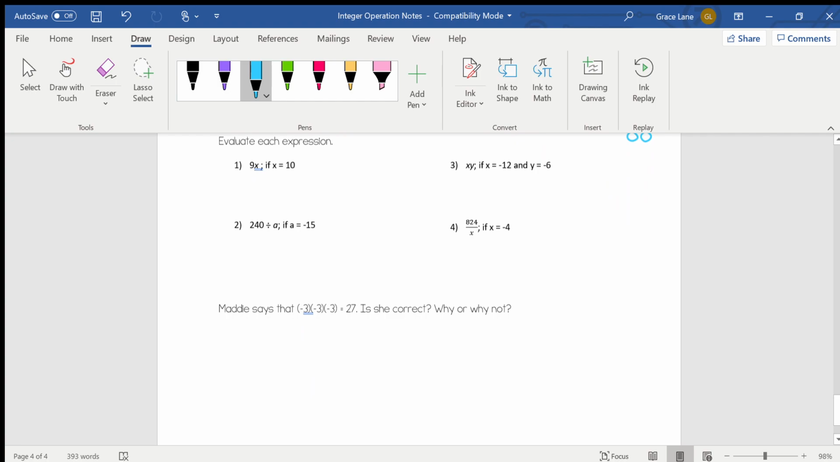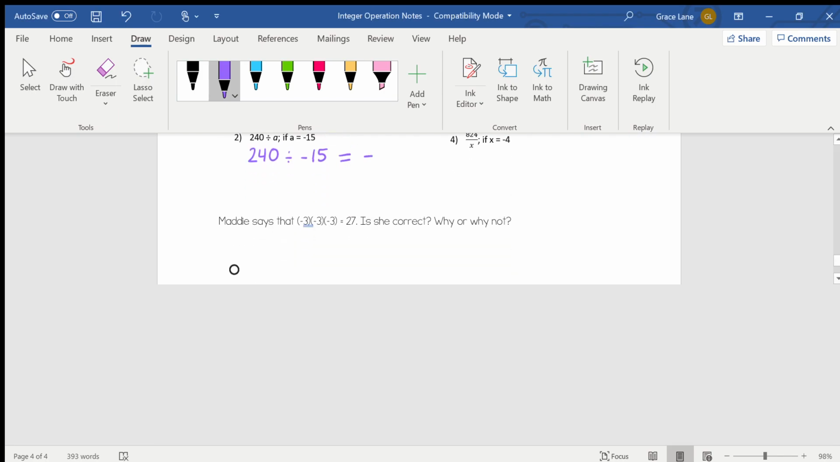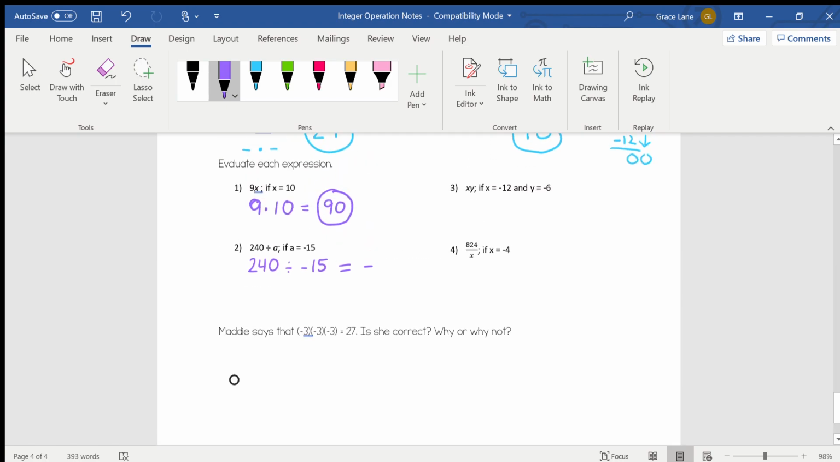Okay, so 9x means, I'm going to rewrite it, but it means 9 times x, so 9 times 10. Two positives make a positive, so the answer is 90. Number 2, 240 divided by negative 15. So right now you have a positive divided by a negative, so that is going to be a negative answer. And then you can go off to the side and do some long division.